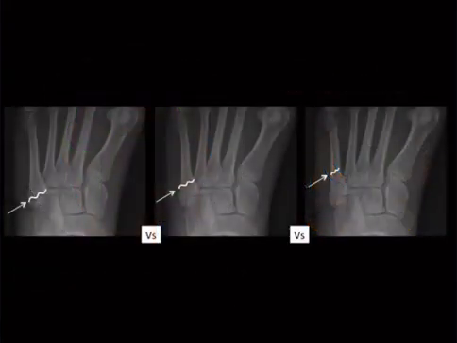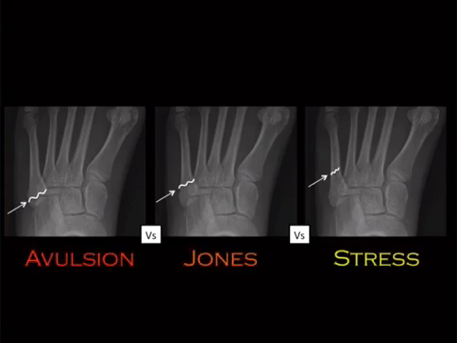Speaking of fractures, so 3 different fractures here. They have names, and it's all based on distance from the base of the 5th metatarsal. So this first one is an avulsion. The next one is a Jones. He's the one in the middle. Jones is in the middle. And then the stress fracture is all the way on the end.